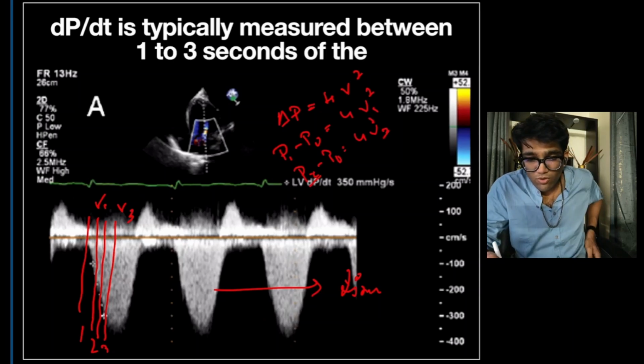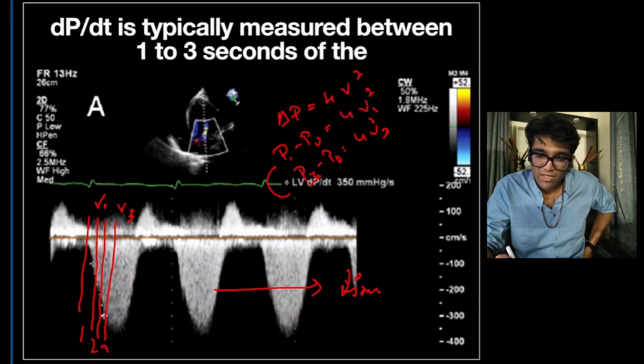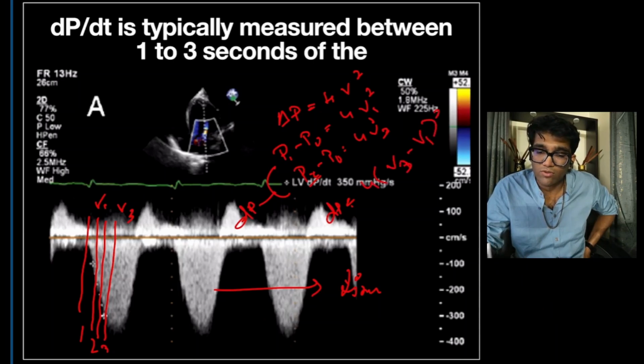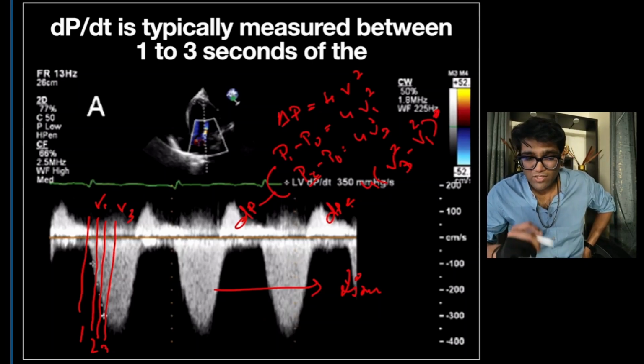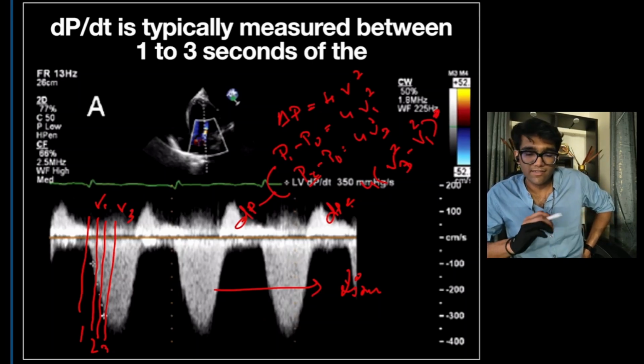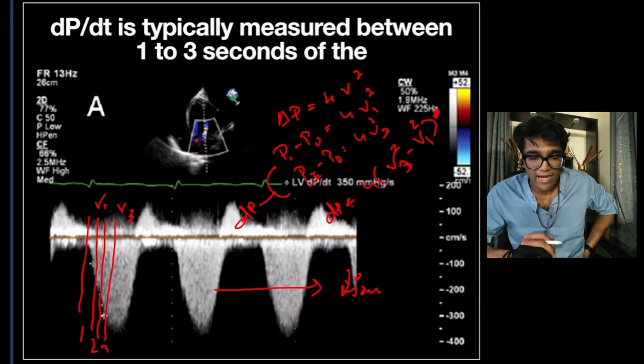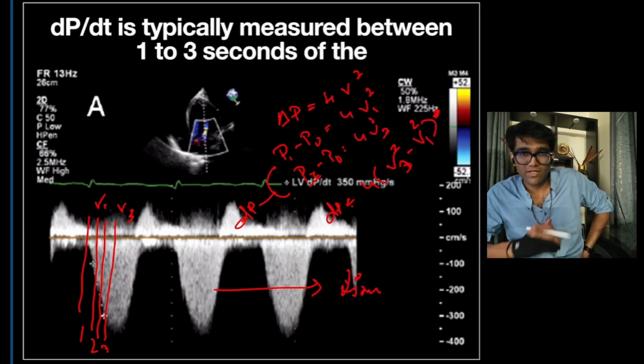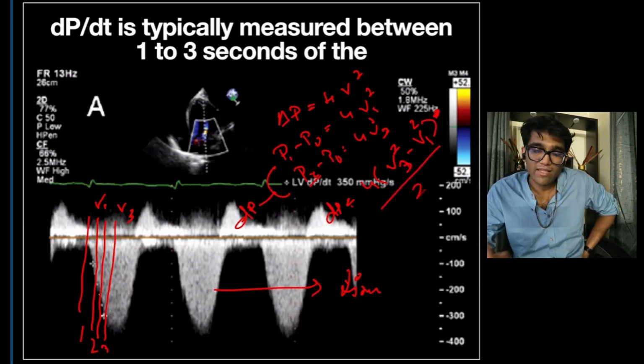So what will end up happening is I can actually measure the difference in pressure, or the dP, based on the difference between these two. So the dP will be equal to 4 times v3 squared minus v1 squared, not the whole thing squared. Based on that I can actually calculate the change in pressure. Obviously this is over 2 seconds, so I then divide it by 2. And I end up getting a parameter, that is your dP by dt.